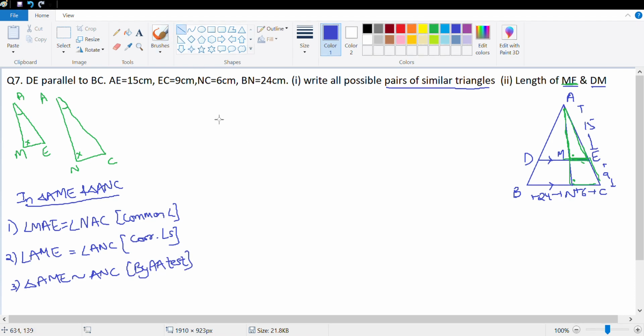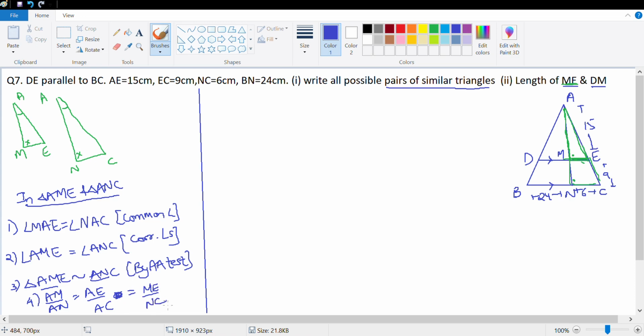Now, since we've got this equal, let's see what this gives us in terms of proportion. So it gives me AM upon AN. Let's look at the corresponding sides. AE upon AC is equal to ME upon NC. Let's see what information we have. AM not given. Let's still write that. AM not given. AN no information.